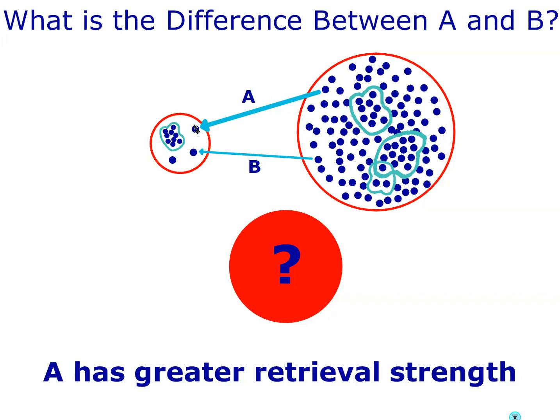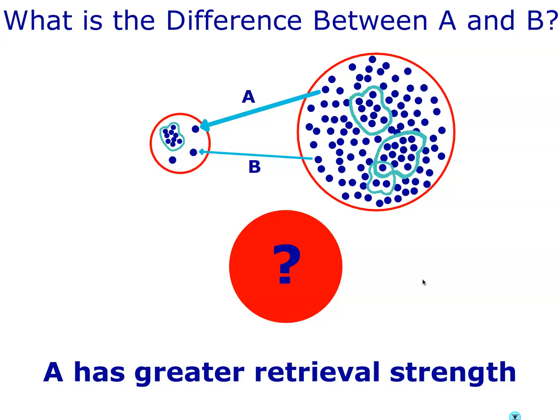It's still going to be there in a month's time, as opposed to B. So how do we build up this really strong connection between the long-term memory and the short-term memory? And the answer is, in just a few words, A has greater retrieval strength. So A has the greater retrieval strength.